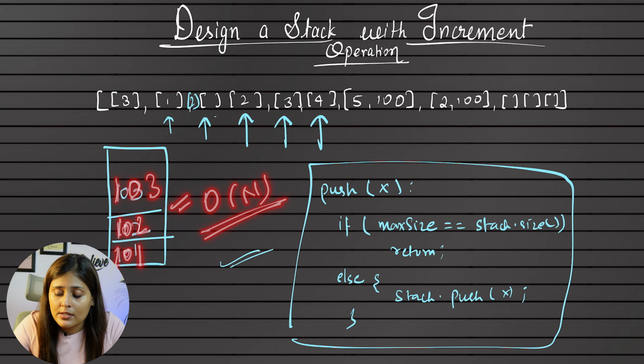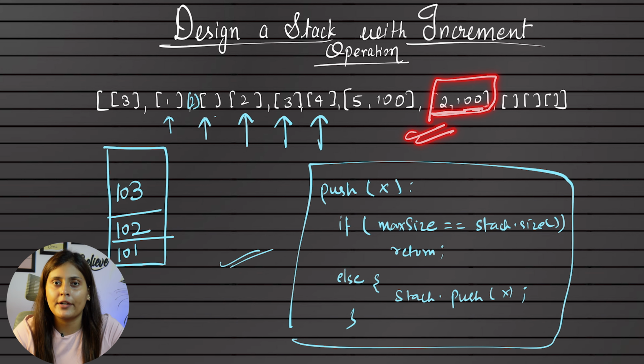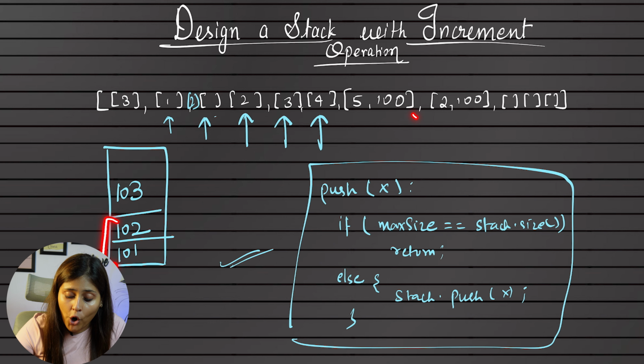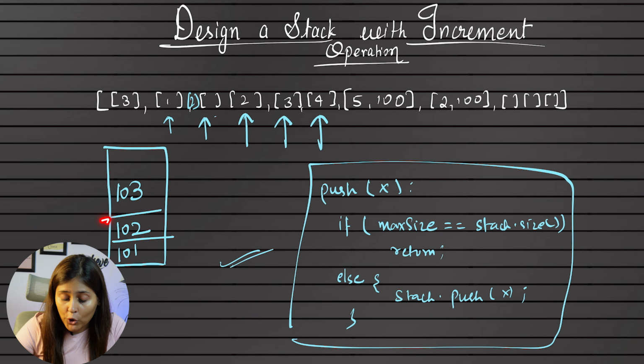Now, after this, it says bottom 2 elements, again add 100 to it. So bottom 2 elements, yes. Now we can decide, what was the minimum value? This 2 is minimum or stack size is minimum? Definitely 2 is minimum. So we will run the for loop from 0 to this 2, correct? And now we'll add 100 to it. So this will become 201 and this will become 202.